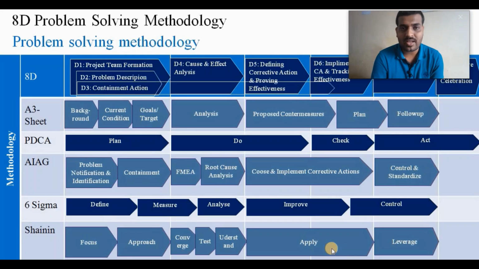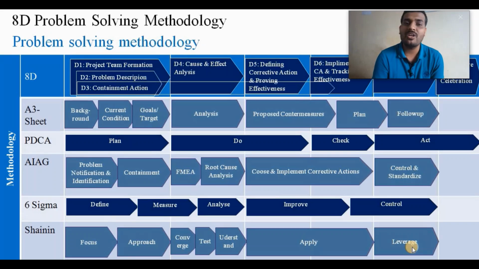In the next phase, that is apply, this controlled Red X candidate is converted to the Green Y run chart. In the last phase, that is leverage, in order to enhance the investigative competency throughout the organization, the lessons learned in the Shainin methodology or Shainin problem solving are shared with all colleagues. So this is about the Shainin methodology.